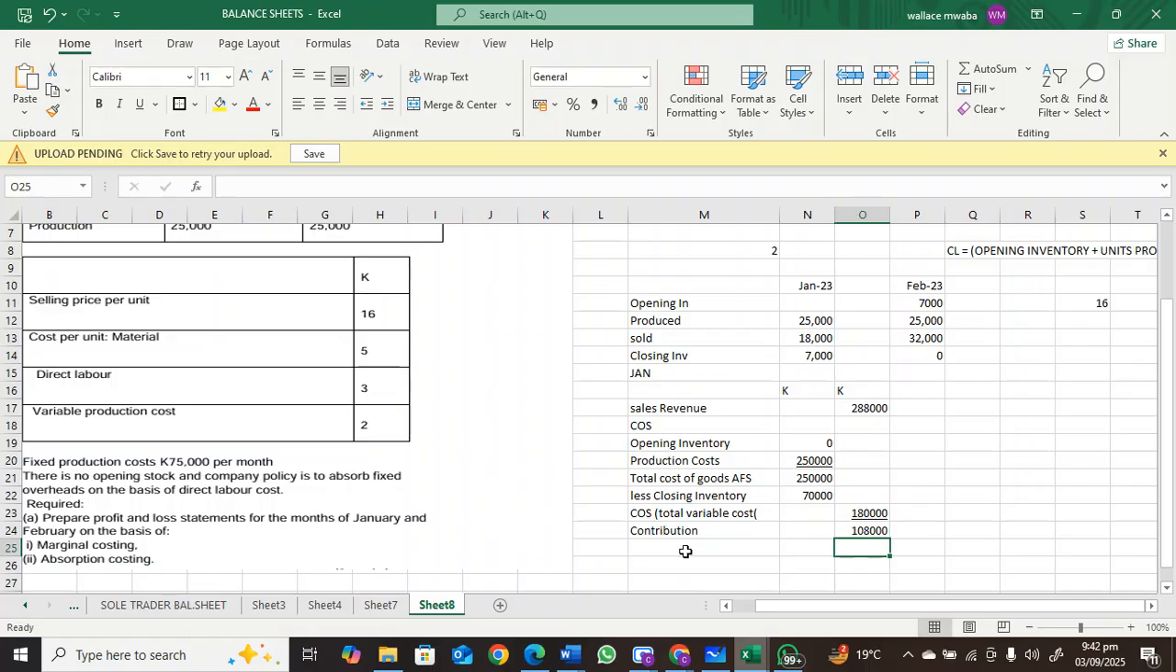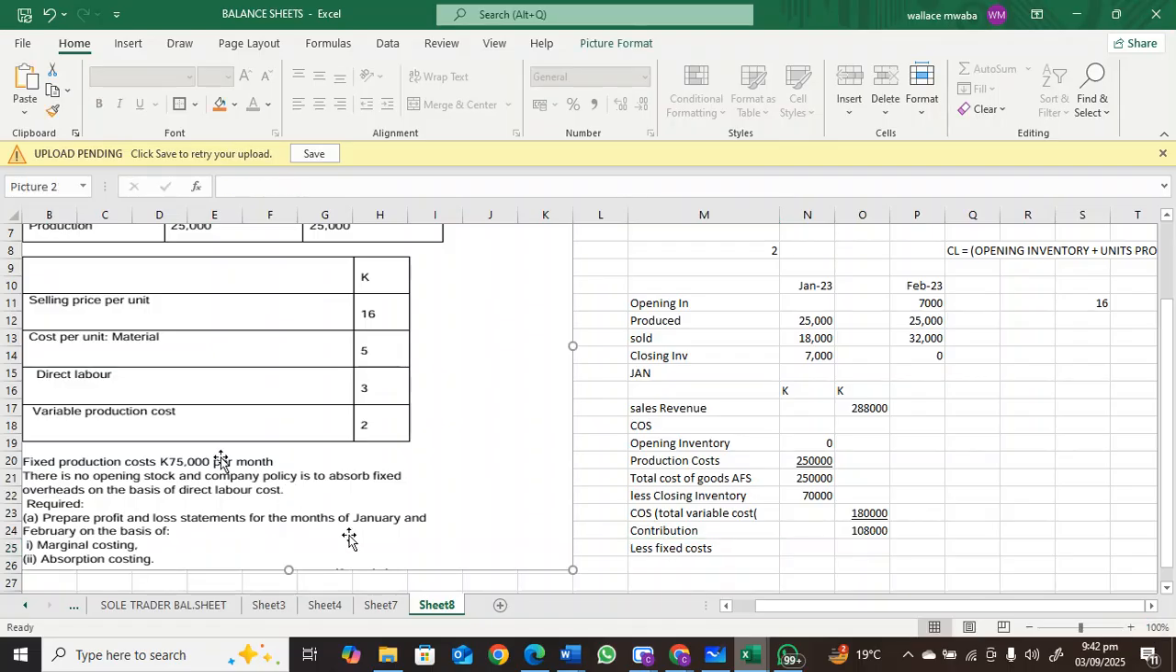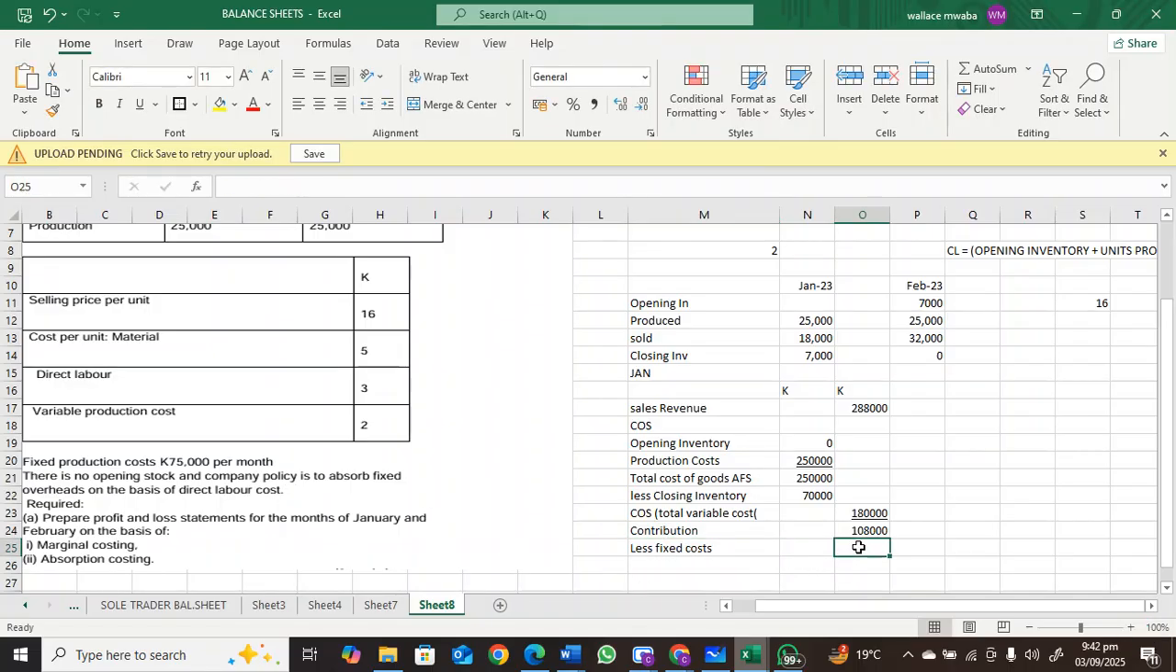Then we can get our net profit. You're going to say less fixed costs. So here we've only got one fixed cost, 75,000 per month. Let's say less 75,000. You're going to say 108,000 minus 75,000. You get 33,000 as your net profit. So that is for January. Now we can go to February.